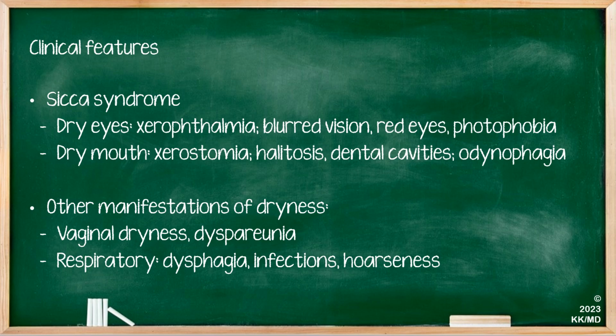Dry mouth is also known as xerostomia, and this can be characterised by halitosis, dental cavities, and odynophagia, or pain on swallowing. Other manifestations of the dryness experienced by people with Sjogren syndrome can lead to vaginal dryness, subsequently leading to dyspareunia, as well as respiratory symptoms, and this can include recurrent respiratory infections, hoarseness of the voice, and dysphagia.